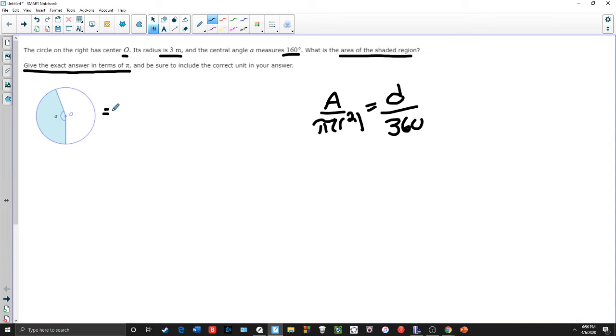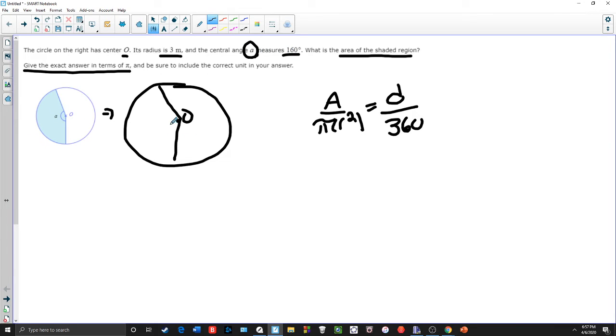Let's go ahead and label up this picture here. I'm just going to kind of redraw it. So O is in my center. I have my angle kind of like this, and it says the angle measure is 160. So angle measure alpha, which is right here, is 160. And it says the radius is 3, so these little lines here are 3. Let's put this into my formula. I have the area of the sector, which is something I don't know, so I'll put x over pi times 3 squared is equal to the degrees over 360.